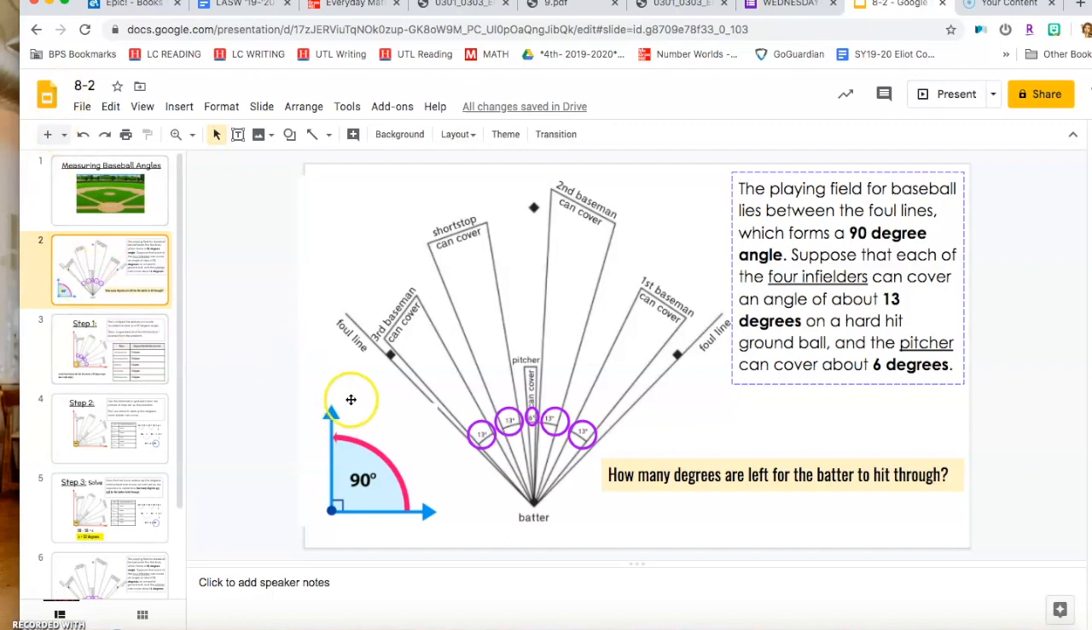So the first thing I did was look at the picture that they gave us, and it shows each of the players. I circled each of the degrees that they can cover of the field, and I'm reminded that between the foul lines this forms a 90-degree angle. So whenever I have a problem like this, I like to break it down into steps to help me solve it. Let me show you what I mean.